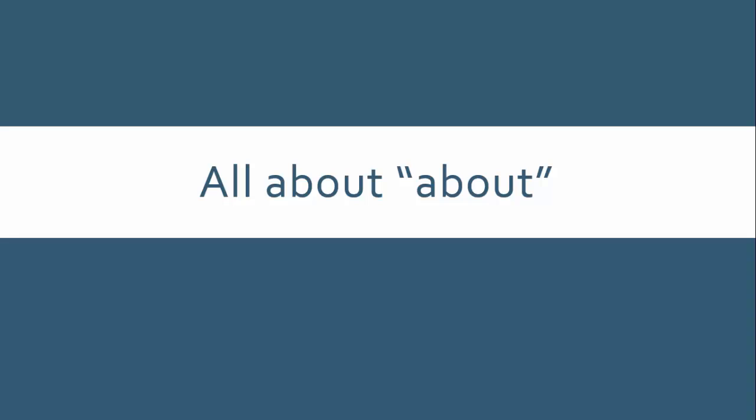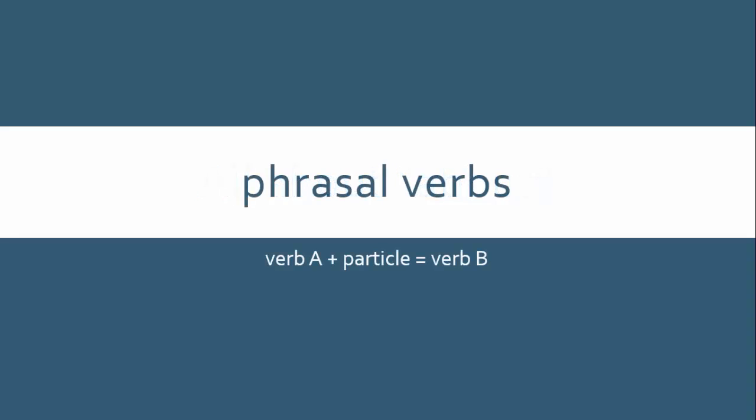First though, I want to introduce you to phrasal verbs, which, as the name suggests, are verbs which are phrases. They're made up of more than one word, and generally we take a verb which on its own has a meaning, we add a word after it known as a particle, and from that we make a new verb with a new meaning. And English has many of these.